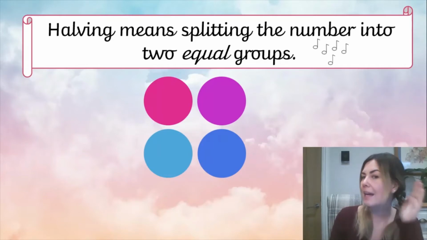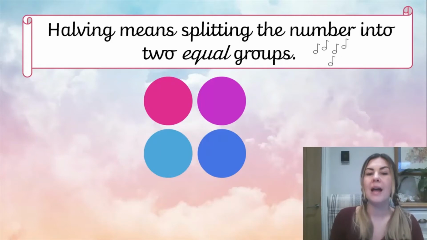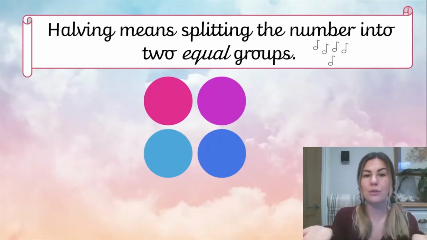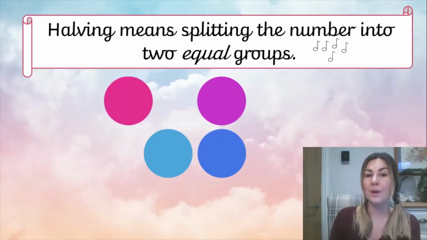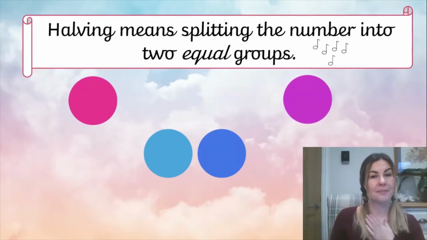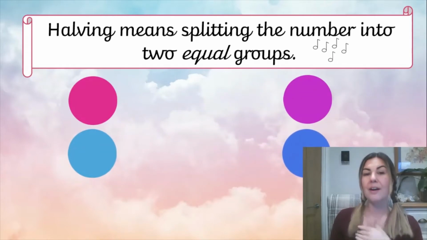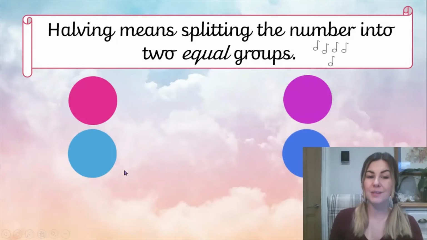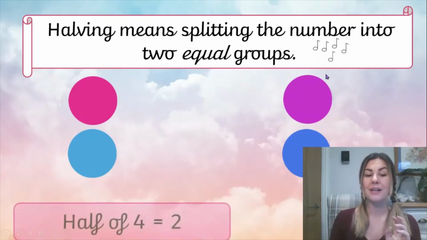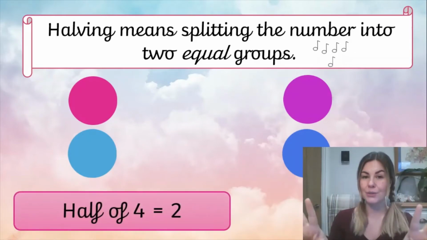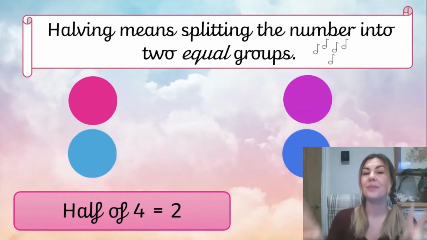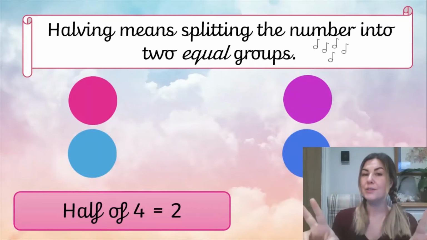I have how many counters? 4. And if I was to halve 4, I would need to split them into 2 groups that had the same in each group. Just like this. 1 for you, 1 for me, 1 for you, 1 for me. I now have 2 groups. This group has 2 counters and this group has 2 counters. So I know that half of 4 equals 2. Let's say it together. Half of 4 equals 2.